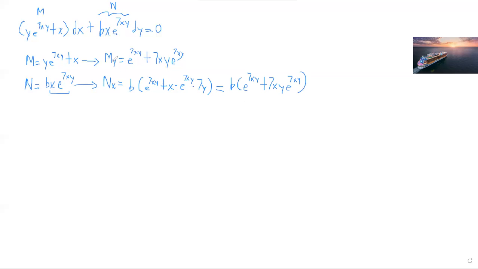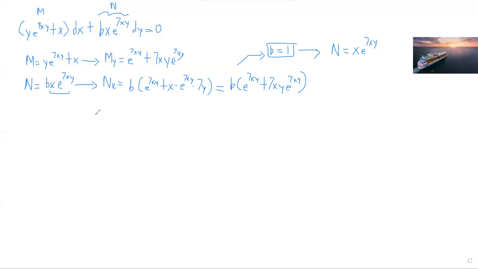All right, and it's pretty obvious from here, this is exactly equal. B has to equal 1, which means that your N has to equal x e to the 7xy. All right, now this equation is exact, and we use our old algorithm to solve this.